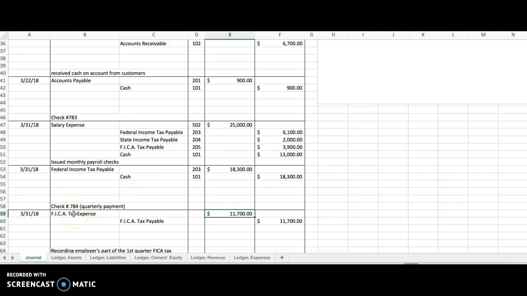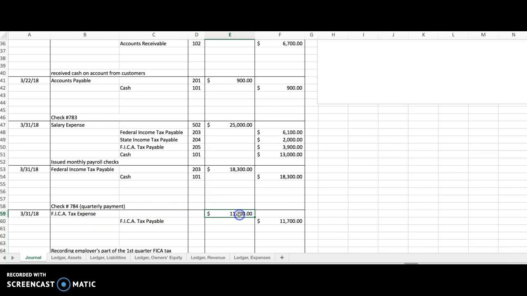So the first entry that an accountant has to make, there are two of them. The first one is a debit to FICA tax expense of $11,700, and we credit FICA tax payable because we owe that much money. So we credit $11,700. So I have the journal entry here.